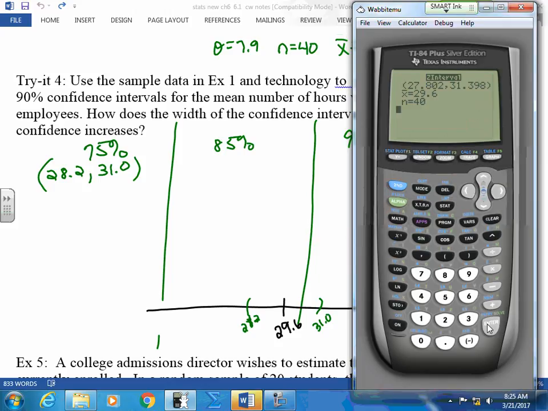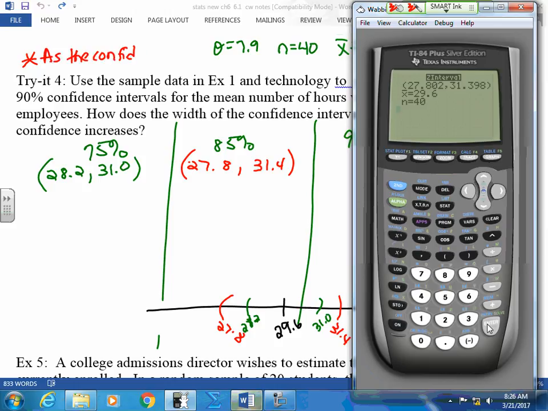So now, I'm going to put this in red. We have 27.8 to 31.4. So 27.8 is a little bit over here, and 31.4 is a little bit over here. Look at my number line. What happened as my confidence interval went up? As my confidence level goes up, what happened to my interval? It got wider. Good. So we notice this. As the confidence level goes up, write this down somewhere.